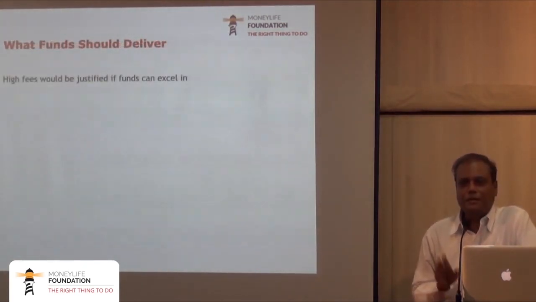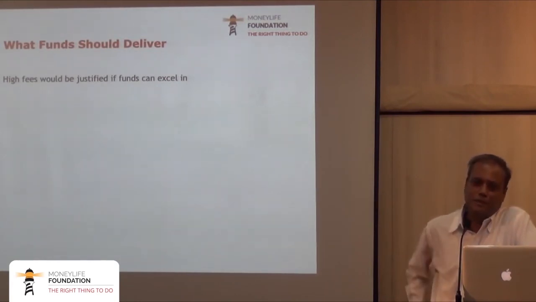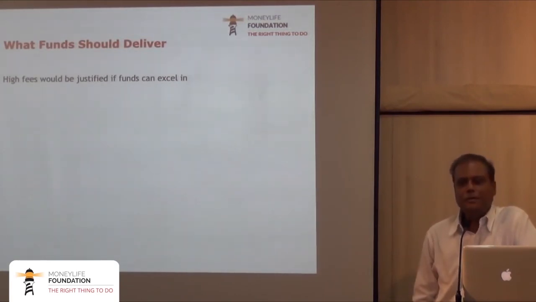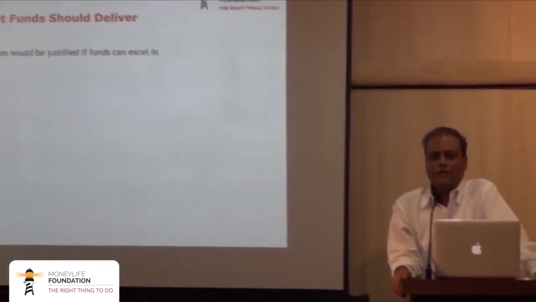Funds charge us 2%, 2.5% and so on. According to me, they should do much better. If HDFC mutual fund is given 21% compounded annual return, they should have given 27% in my view. If they have done 12% in the last 5 years, they should have done 17%, 18% in my view. At least 3 to 4 percentage points higher they should be giving, because they're charging me that money.